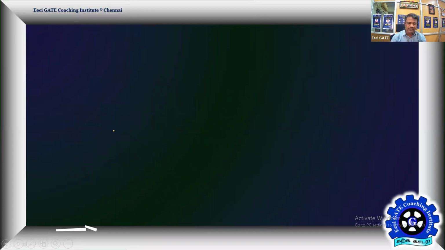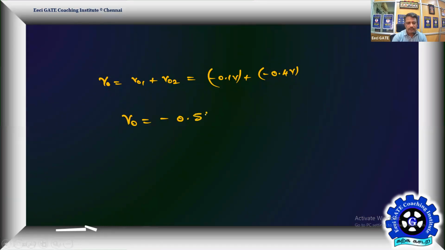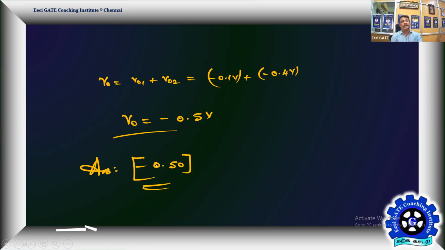Yes, that's the answer. Finally, V0 is equal to V01 plus V02. That is equal to minus 0.1 volt plus minus 0.4 volt. So the perfect answer is V0 equal to minus 0.5 volts. I guess it is up to 2 decimal places. Therefore, your answer must be minus 0.50. Yes, you have to feed it with the minus sign. So that's a very interesting problem.